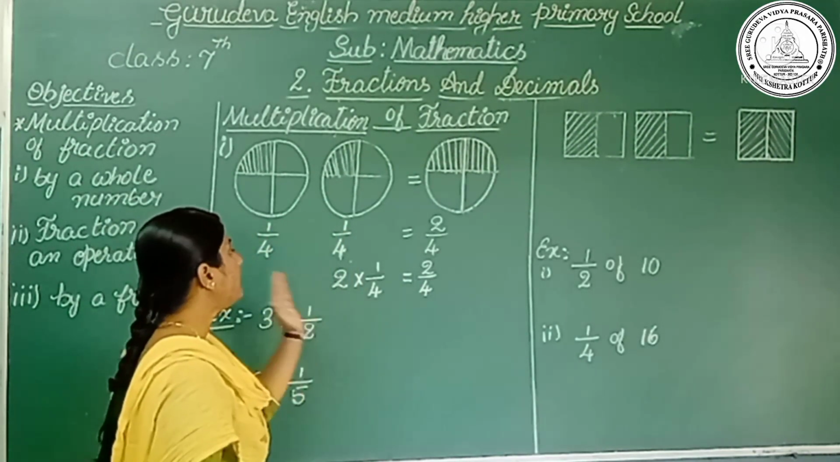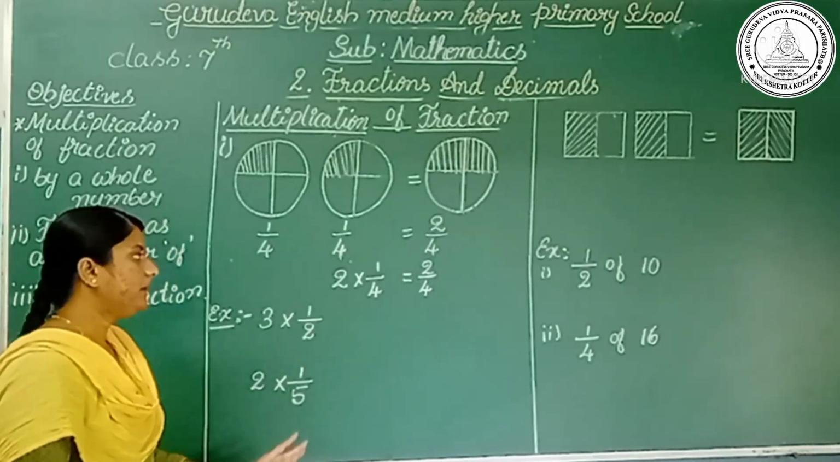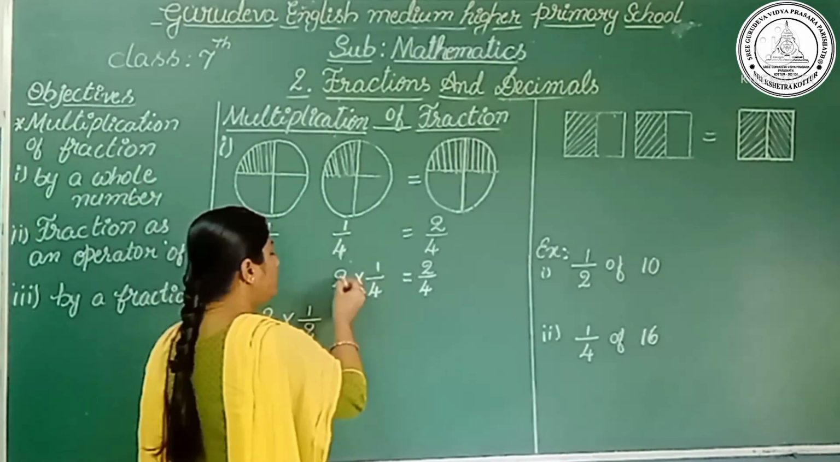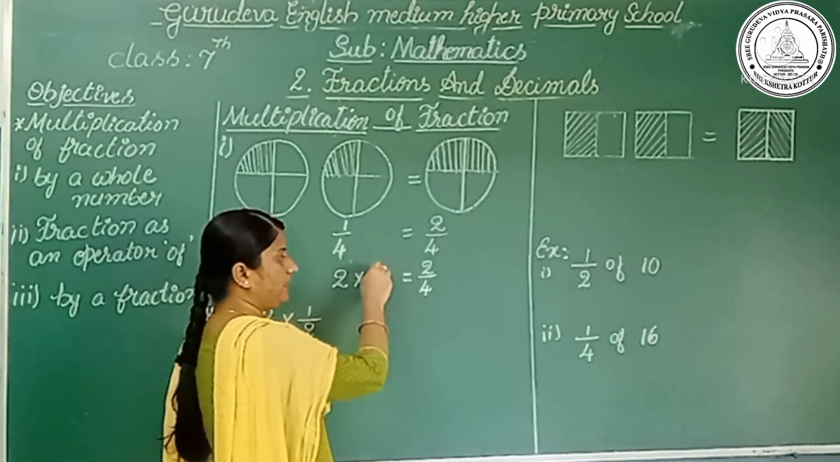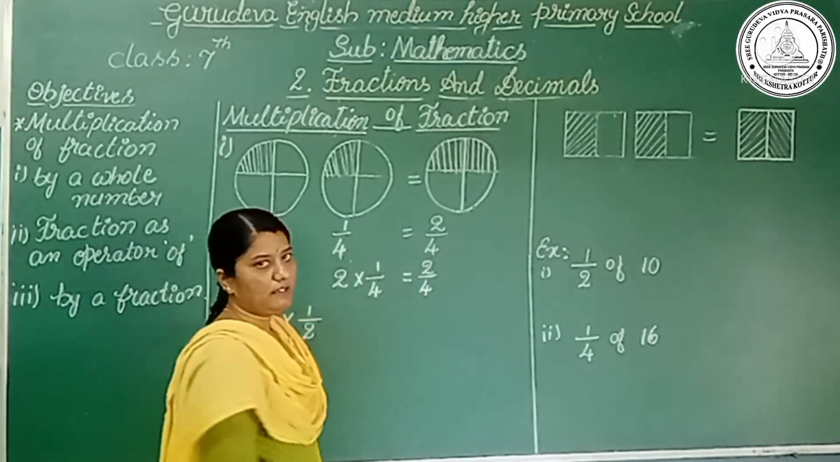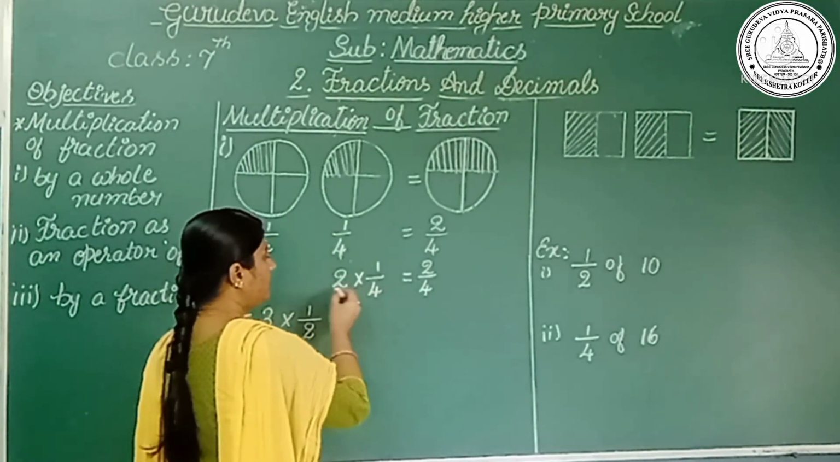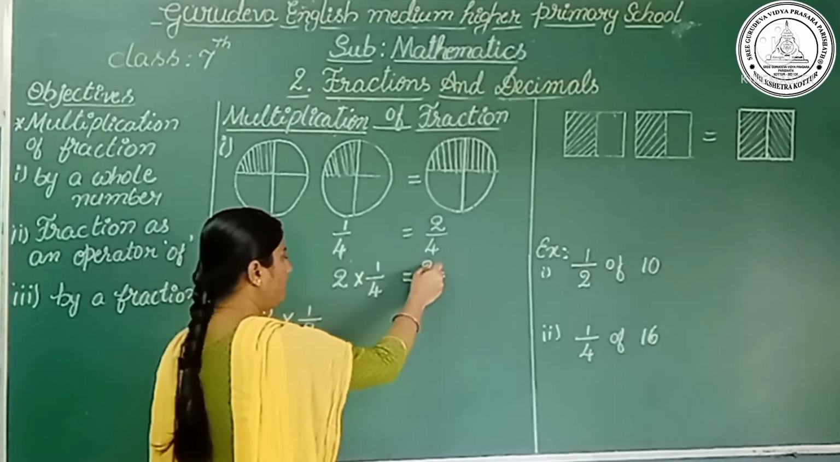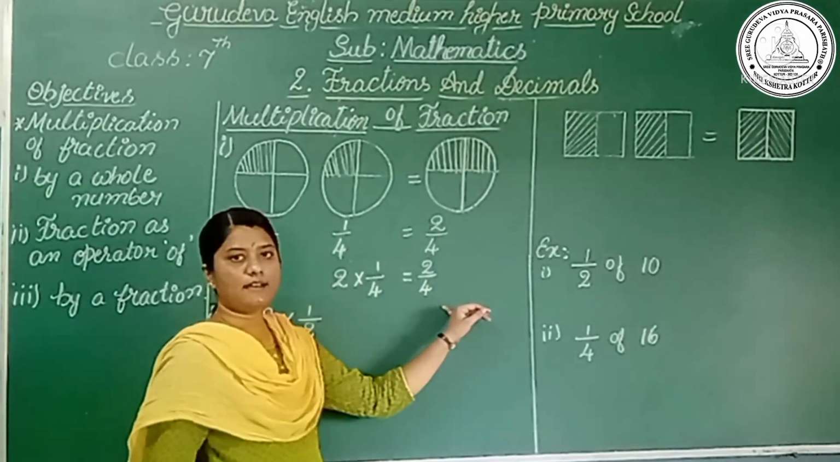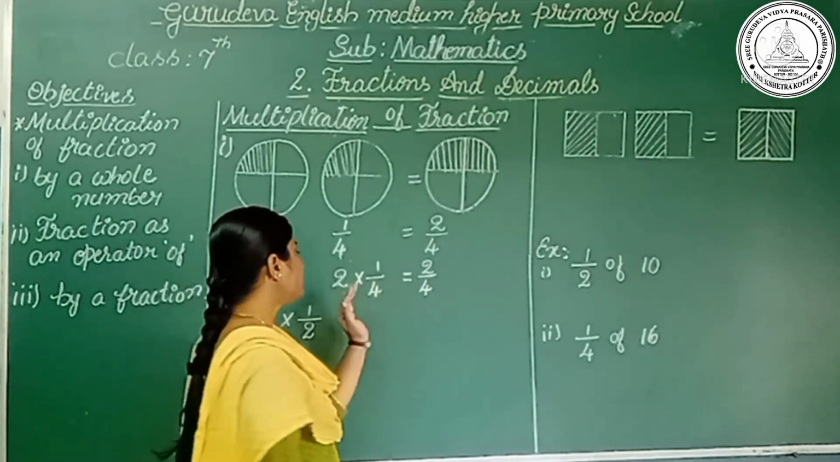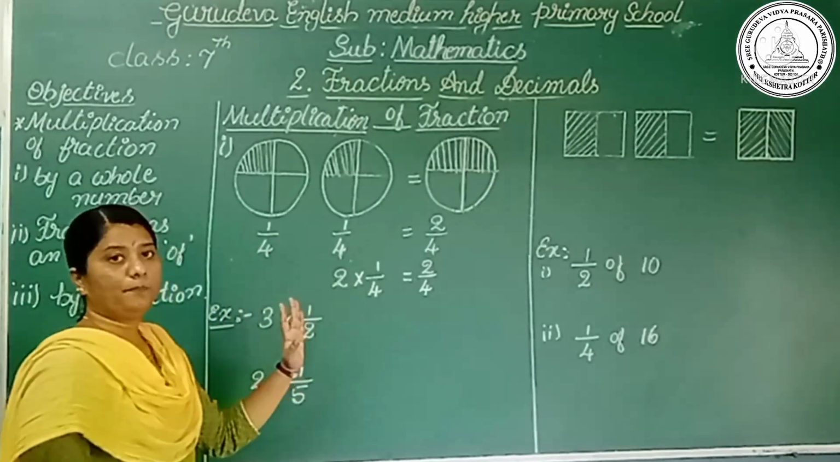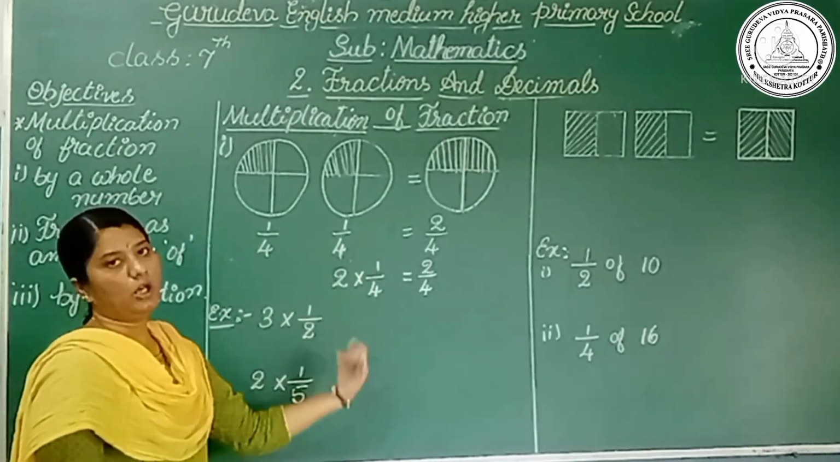So how do we multiply a fraction by a whole number? Just multiply the whole number with the numerator, and write the denominator as it is. So now you may see here 2 into 1 is 2, divided by the denominator, which stays the same. This is the multiplication of a fraction by a whole number.